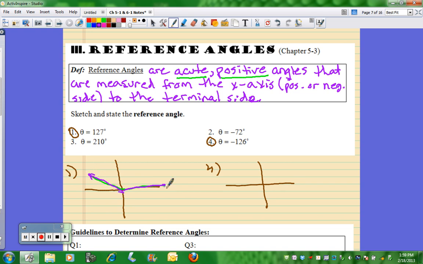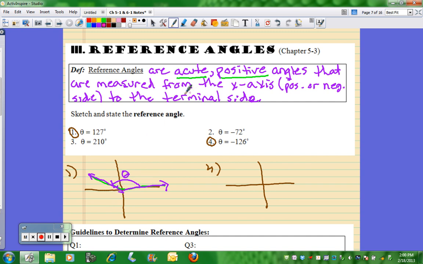Okay, so theta is going to fall in quadrant 2. So here is our theta. Pay attention. We need an acute angle that is also positive and is measured from the x-axis to the terminal side. Okay? So right now, if we take a look at this, this is not an acute angle. This is an obtuse angle.